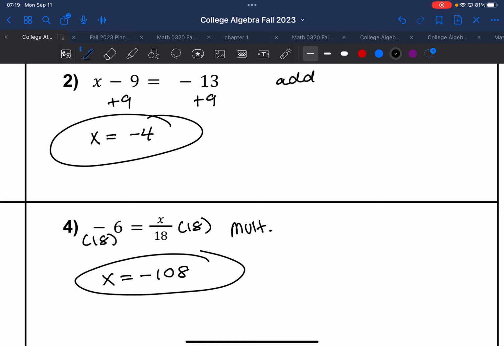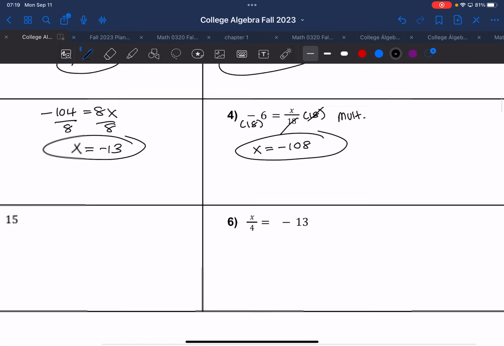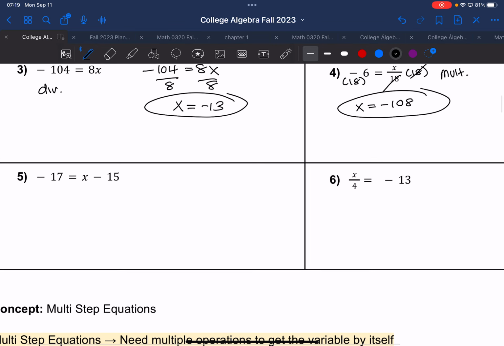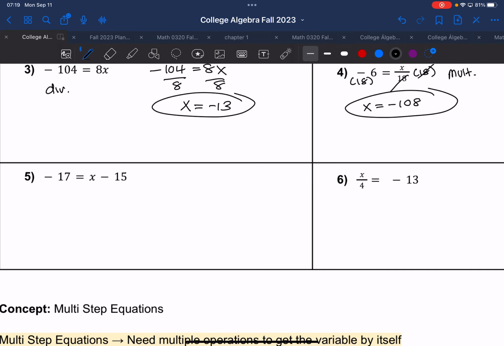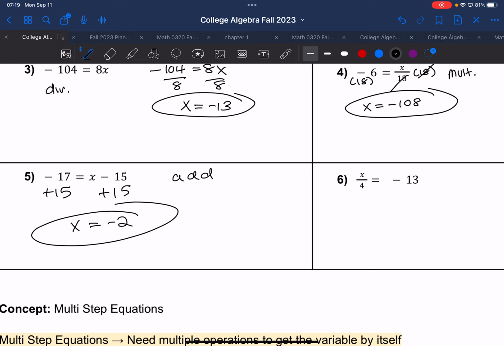So if we have our x in the numerator and a number in the denominator, you always multiply both sides by that denominator so they cancel out. What's the operation for 5? Add, and what are we adding? 15 to both sides. So we get x is equal to negative 2, because negative 17 plus 15 is negative 2.